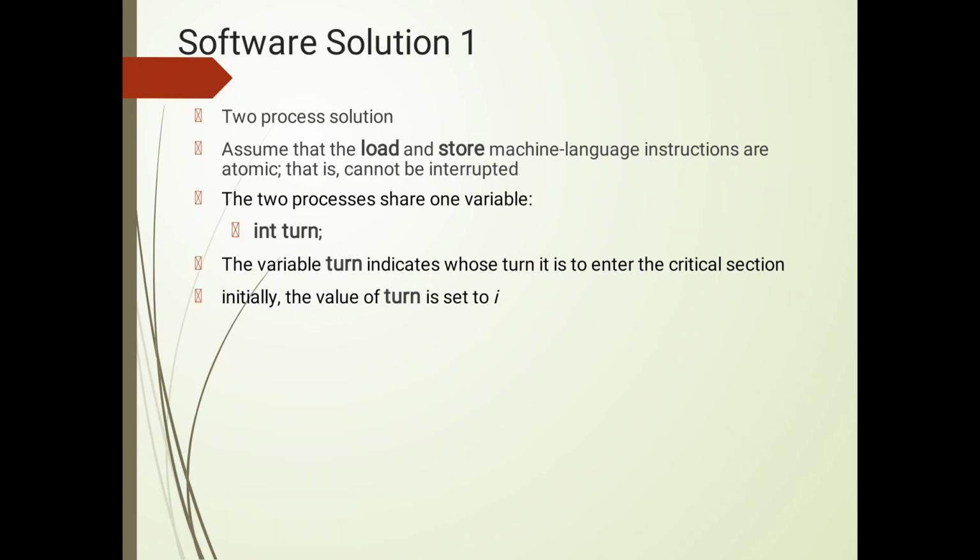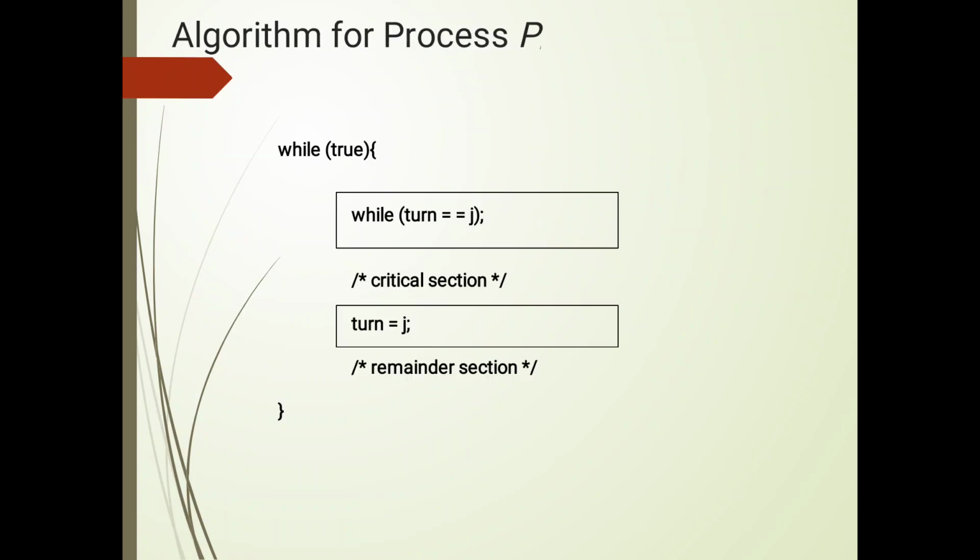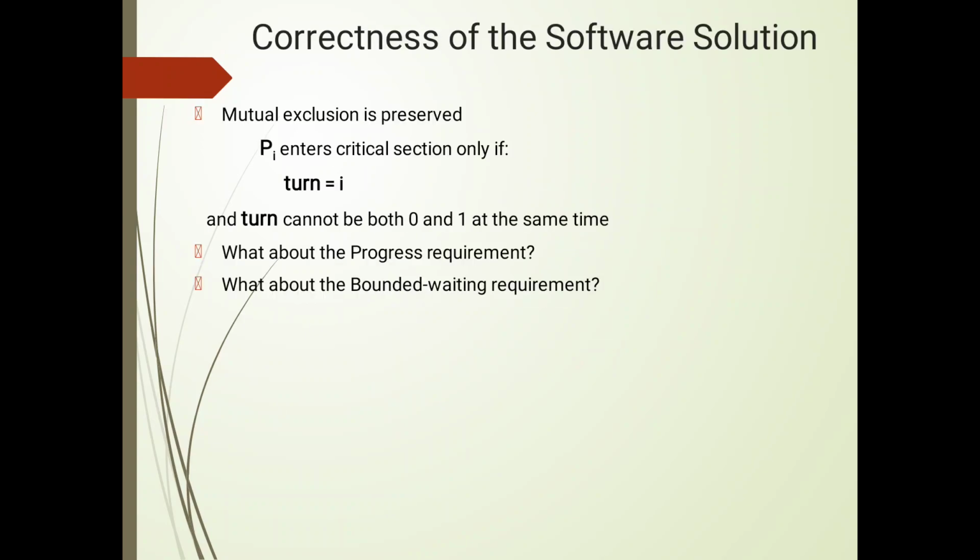The first software solution is a two-process solution. Assume that the load and store machine language instructions are atomic, that is, they cannot be interrupted. The two processes share one variable, turn. The value of turn indicates whose turn it is to enter the critical section. In the algorithm for process Pi, if it is its turn, it goes to the critical section, otherwise it waits.